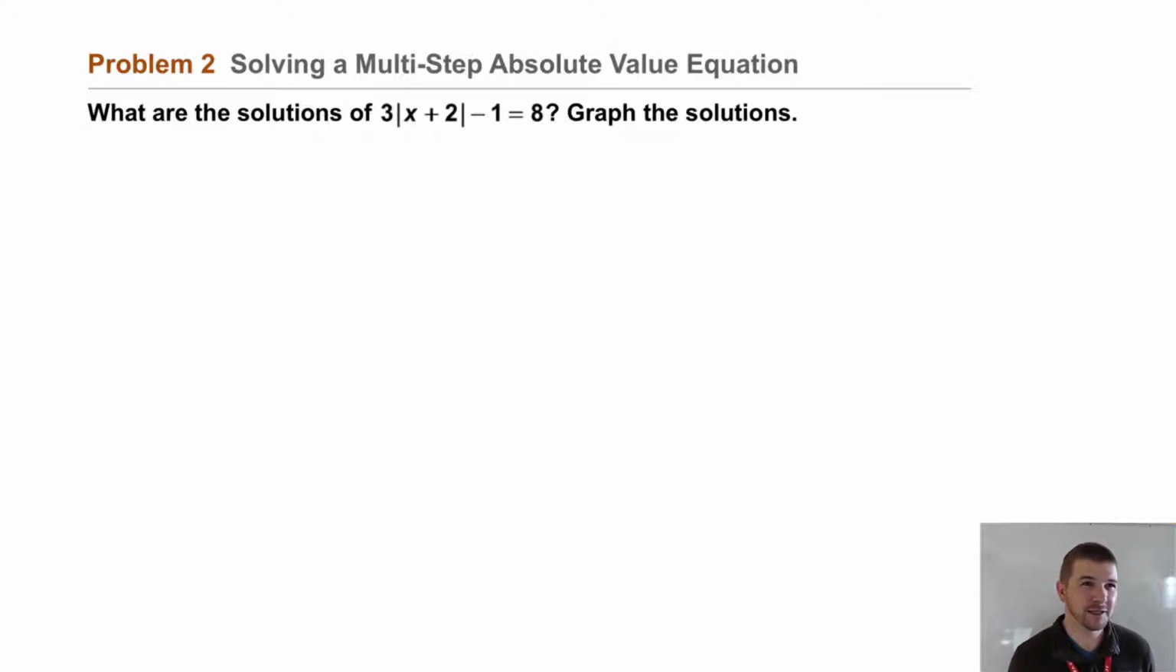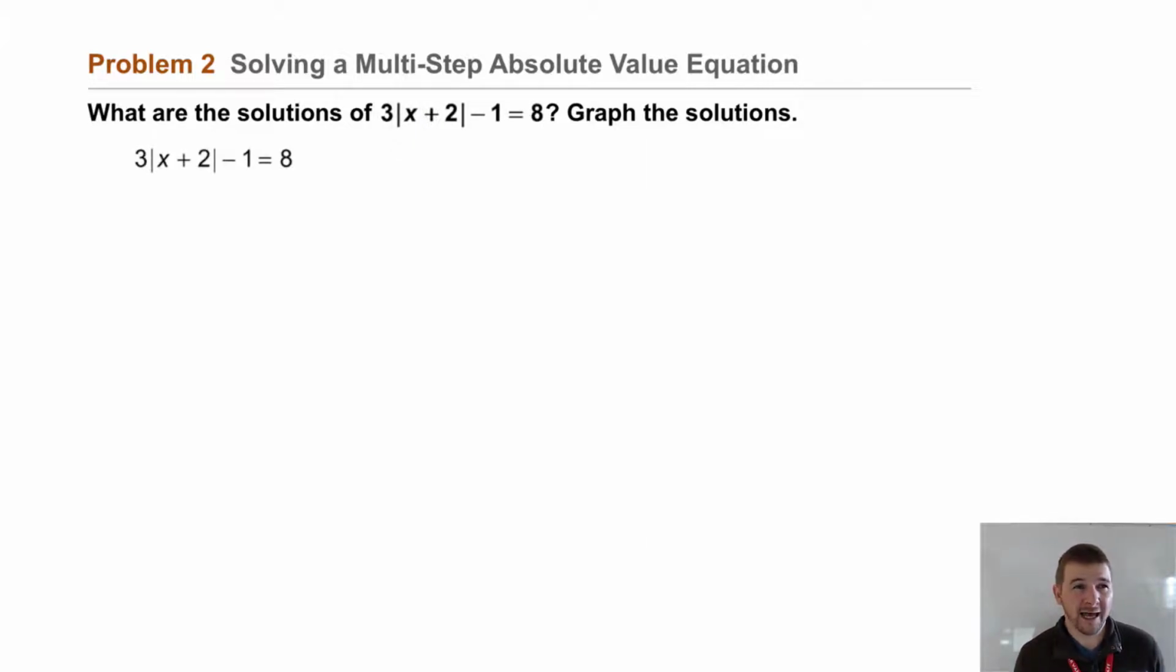Graph the solutions. What's different here is the absolute value part of the expression on the left isn't by itself. It's not isolated. So we can think of that as though it were a big variable. We could imagine the absolute value of x plus 2 to just be the variable y. And then we isolate it just like we would in a two-step algebra equation. So we'll get it by itself with inverse operations.